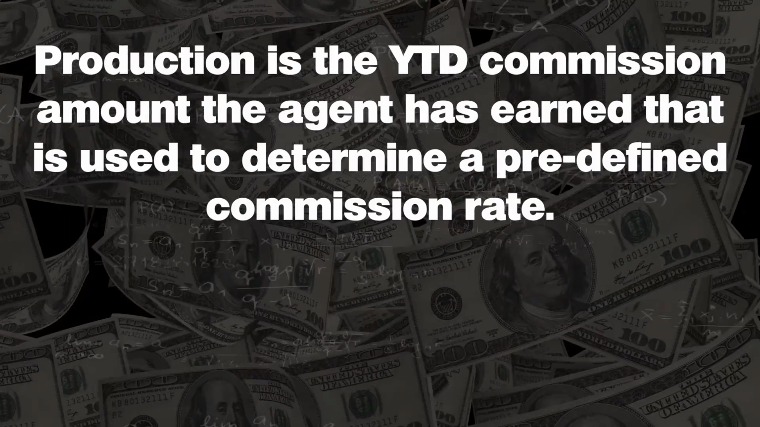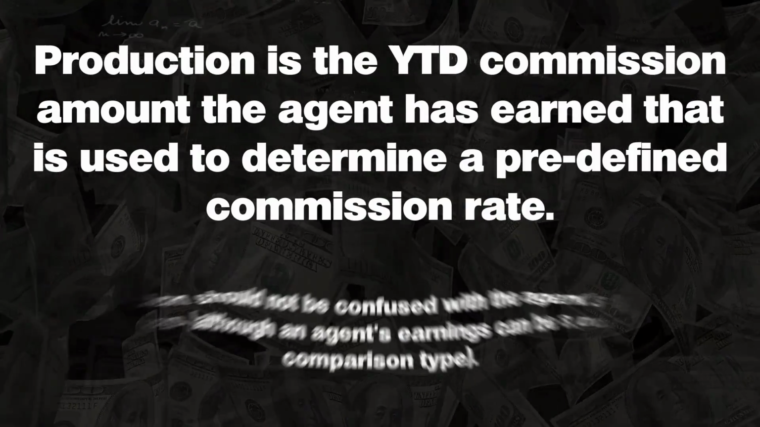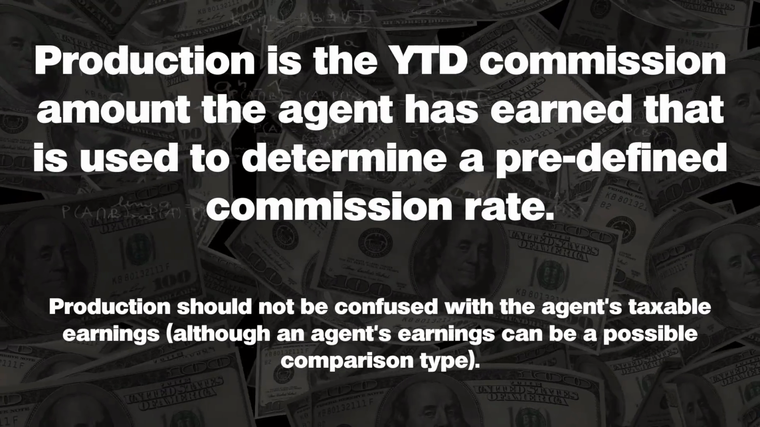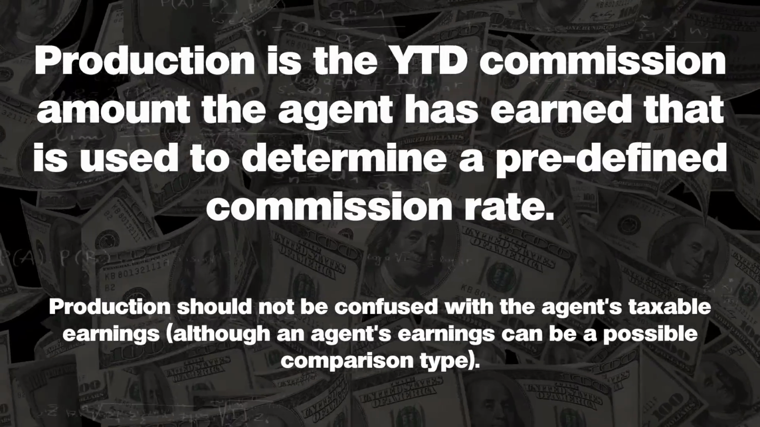Production is the year-to-date commission amount that the agent has earned that is used to determine a predefined commission rate. Production should not be confused with the agent's taxable earnings, although an agent's taxable earnings is a possible comparison type.